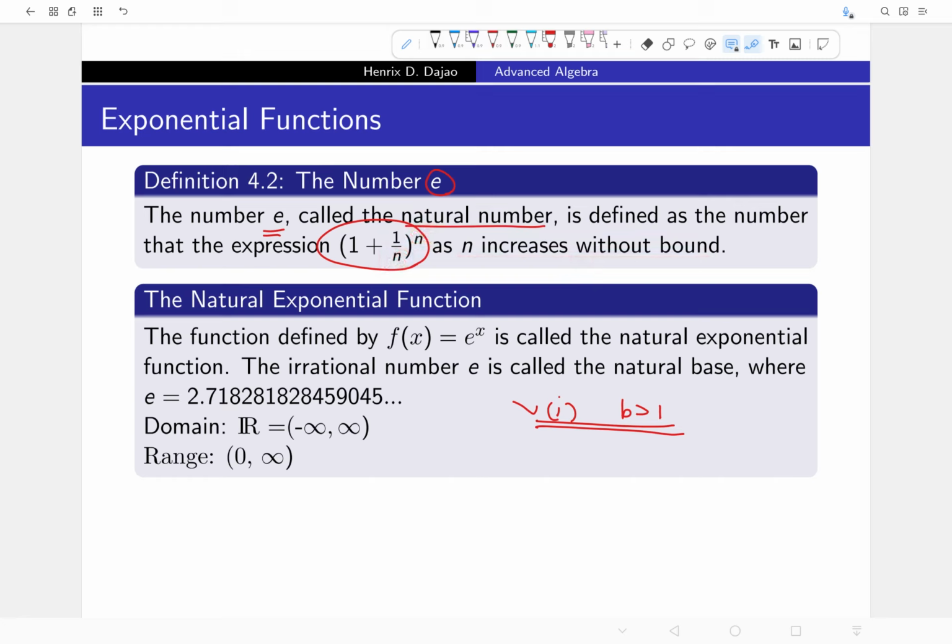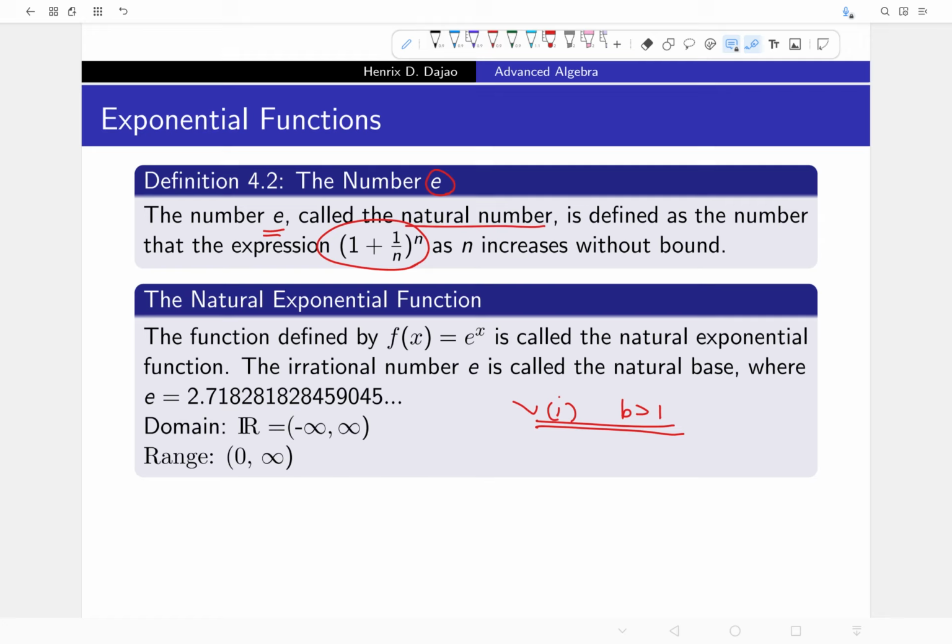If n increases without bound, the answer for this expression also approaches that number which is called e, and it turns out that this number is equal to 2.71828 and so on. It's just like the pi that we have learned in our elementary years. The answer for this expression approaches e as n increases without bound.